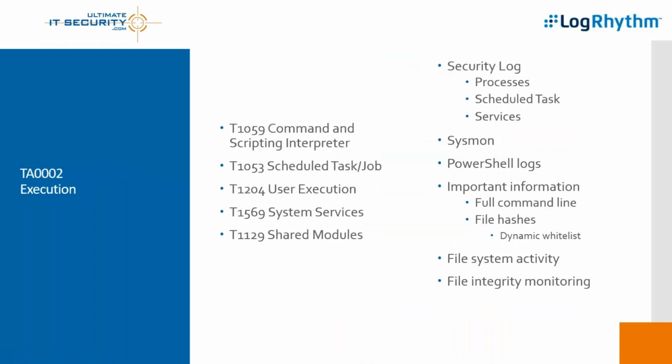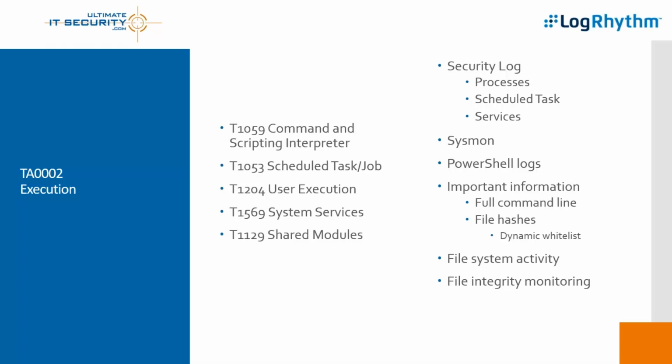Some of the most popular techniques that fall under execution would be a command shell or scripting interpreter. So in the Windows world, which is what we're talking about primarily here, that would be running stuff in cmd.exe. That would be running PowerShell or VB, Windows Scripting Host, Python. All of that would fall there under 1059.